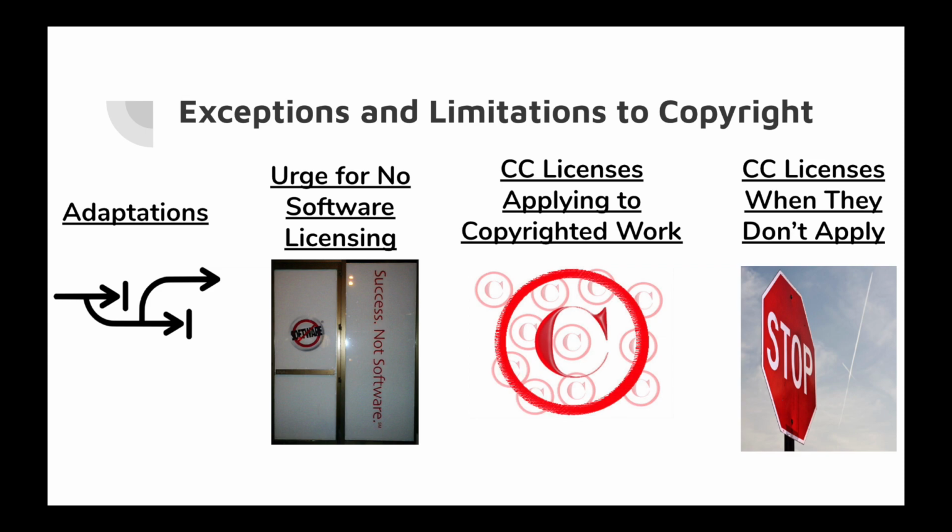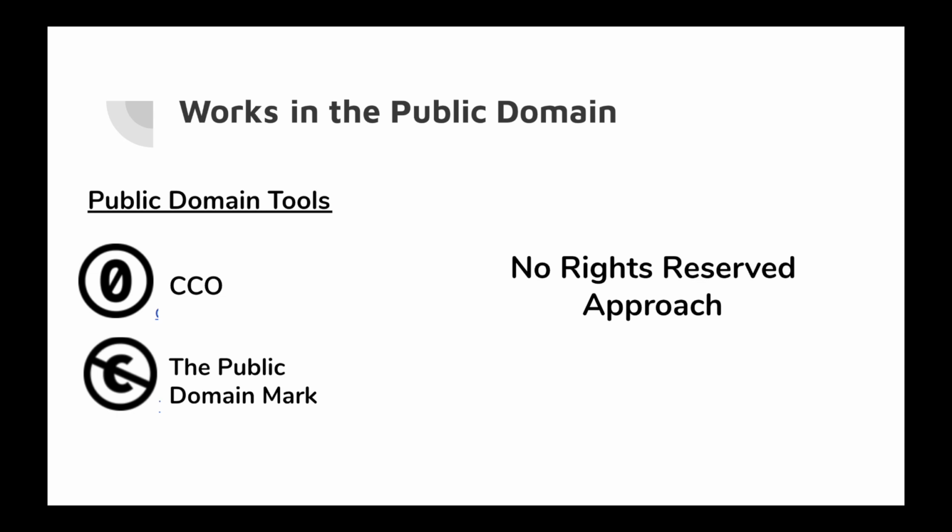Finally, there are also times when Creative Commons licenses do not apply. This is when a work is not originally protected by copyright, so a Creative Commons license is not needed, when a copyright has expired, and when a work is being used in a means that is already allowed through copyright. Any creator may also choose to put their work into something called the public domain. This is for users who want to take a no rights reserved approach to their work and do away with their copyright entirely. To do this, creators can use the CC0 and the public domain mark tools.